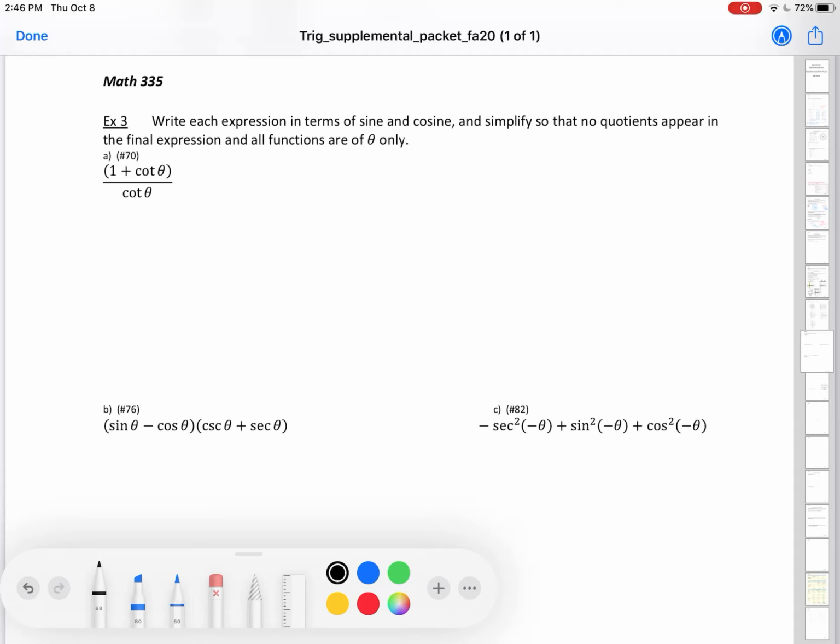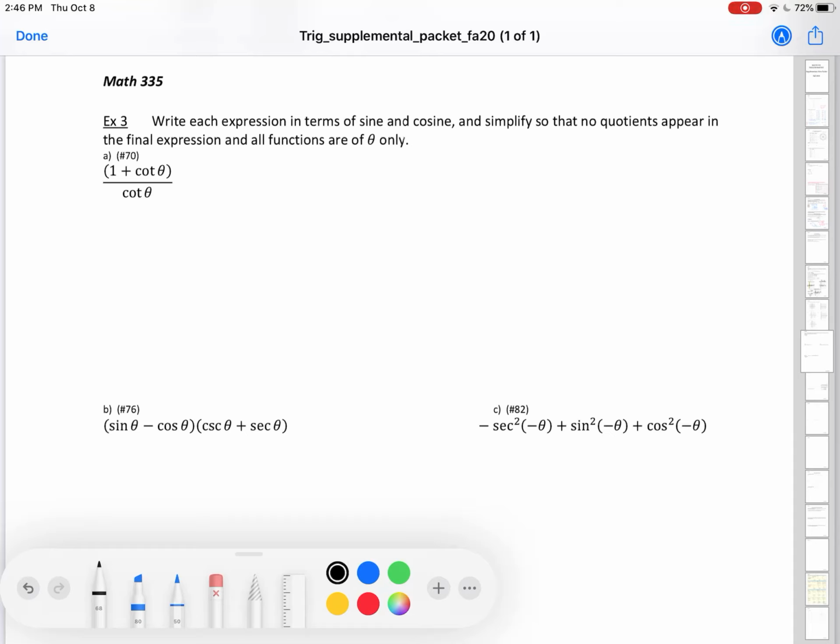Alright, here are the later examples in 5.2. They're asking us to write this expression in terms of sine and cosine and simplify so that no quotients appear in the final expression. What they mean by no quotients is no divisions. They want everything to be straightforward, in one line, with no quotients whatsoever.